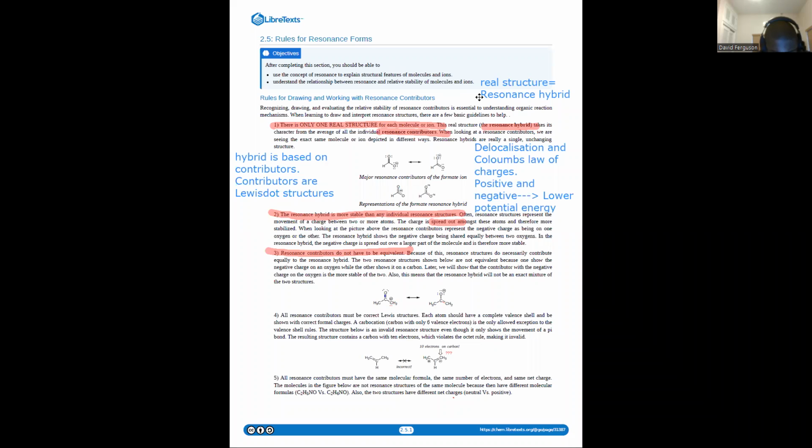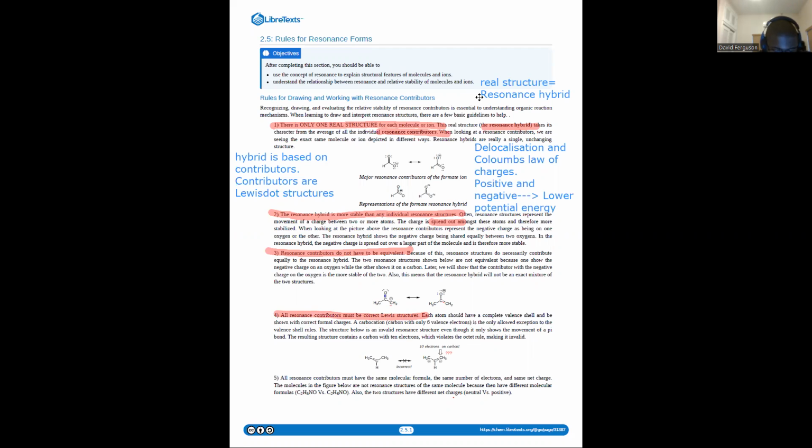All resonance contributors must be correct Lewis structures. So that goes back to an idea we discussed earlier. Let me erase that. Highlight them. All resonance contributors must be correct Lewis structures. So that's rules for drawing Lewis structures. And then let's go to the next idea.